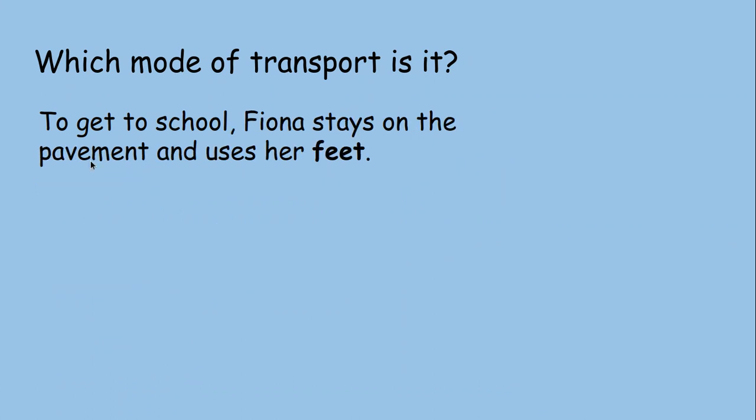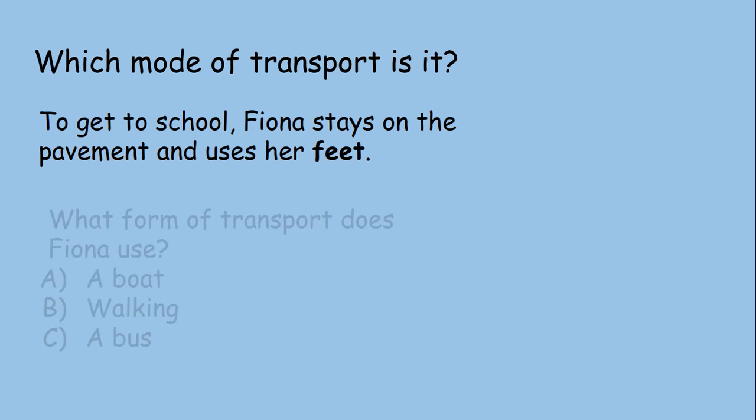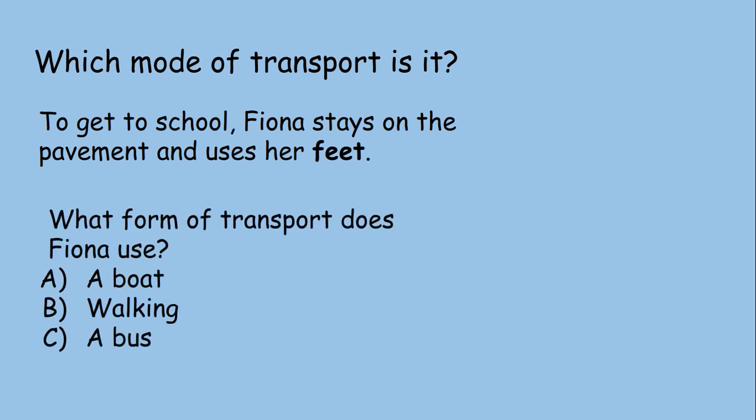Okay, next one. To get to school, Fiona stays on the pavement and uses her feet. Okay, so what could this be? It doesn't sound like there were any cars involved. I wonder, how could she get to school? Let's see, what form of transport does Fiona use? Does she use a boat, walking, or does she get a bus?